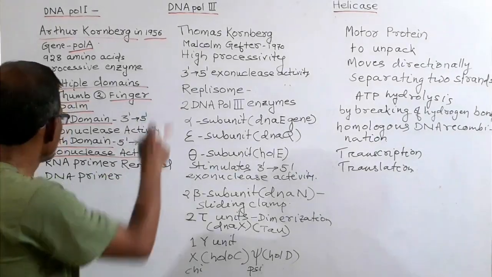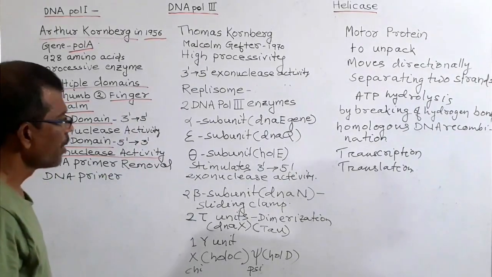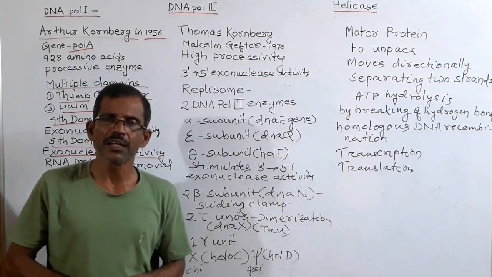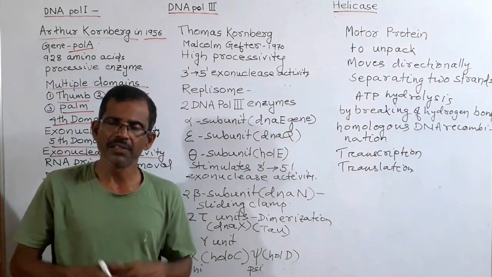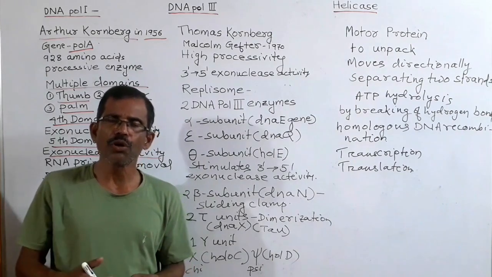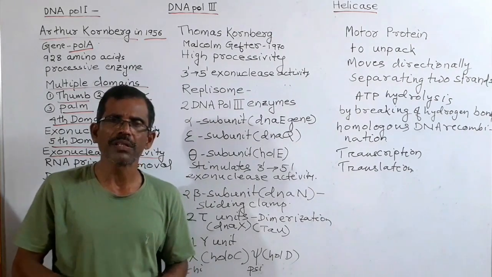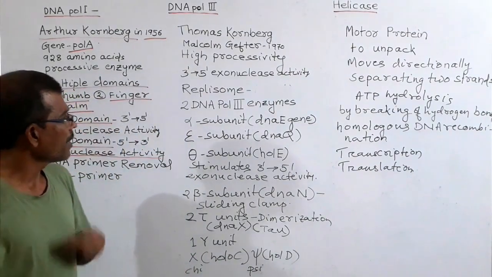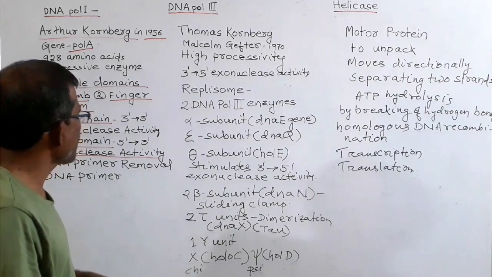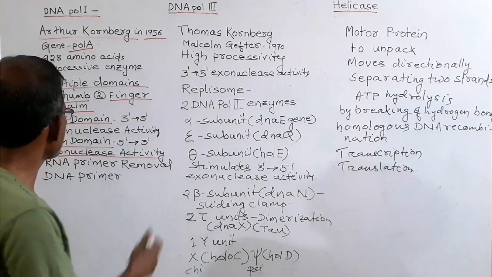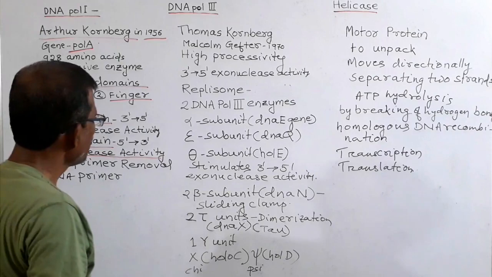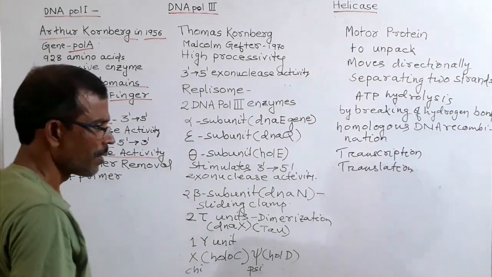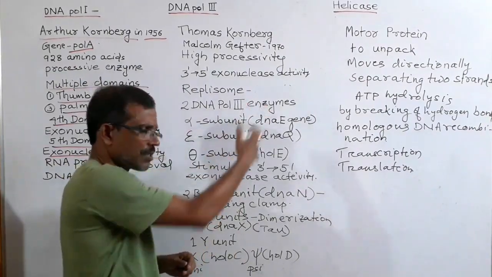The second enzyme is DNA polymerase 3. DNA polymerase 3 is the primary enzyme that has high processivity, and this enzyme also plays a very important role in the process of prokaryotic DNA replication. DNA polymerase 3 was discovered by Thomas Kornberg, who was the son of Arthur Kornberg, and Malcolm Gefter in 1970. This enzyme has high processivity.